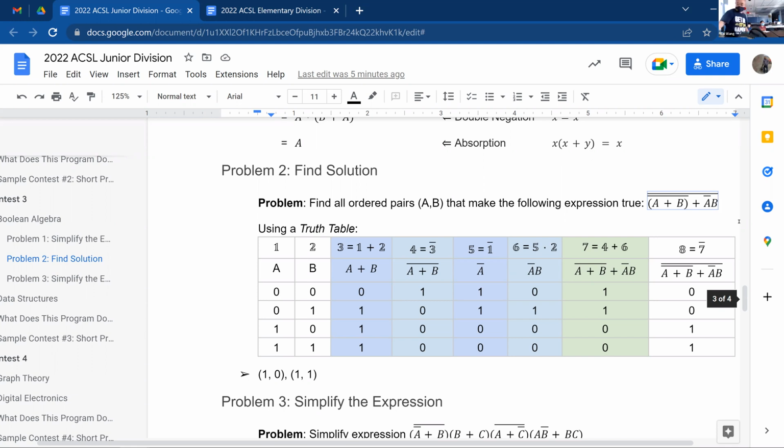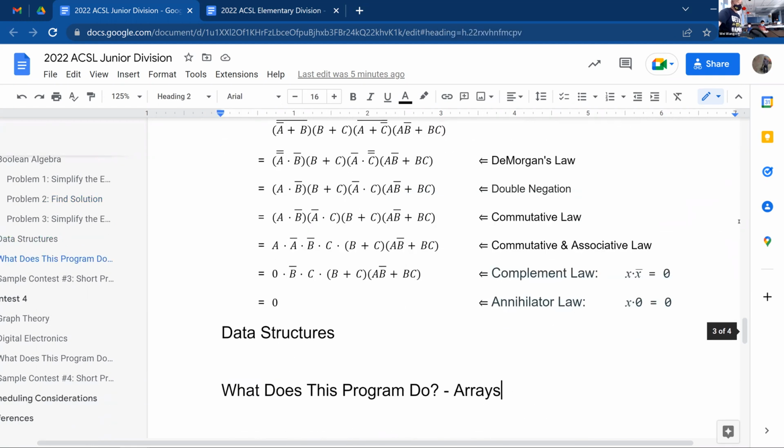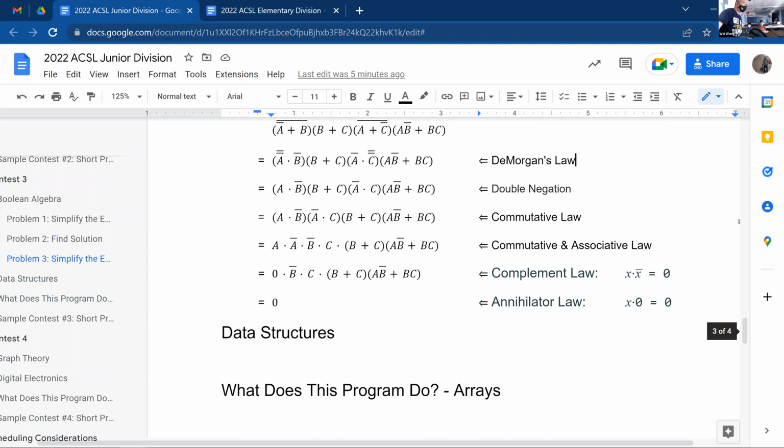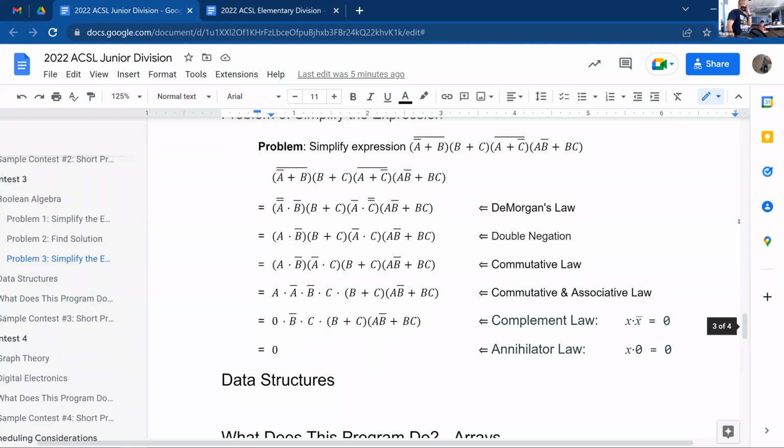And let me show you one more problem, which is the simplification. This one, right? Simplify this expression. Again, this whole thing looks convoluted, right? A bunch of things. But then you can see the end result is 0, meaning that the whole thing can only be false all the time. And the way that we reach that is, again, using these laws, right? De Morgan's law, we break these.